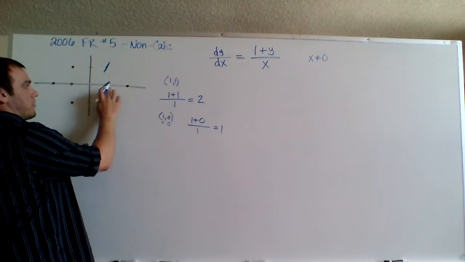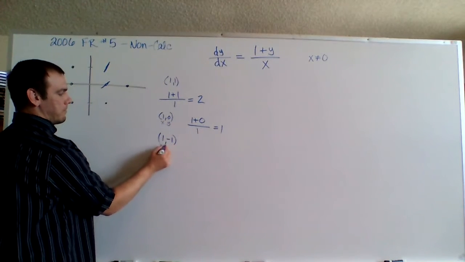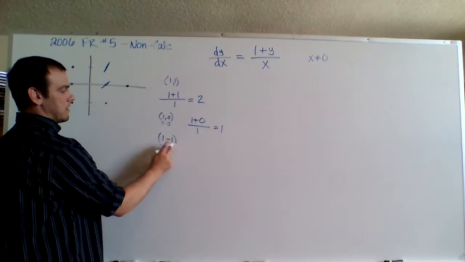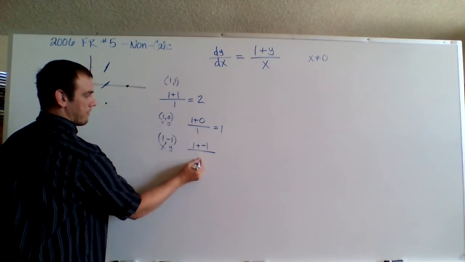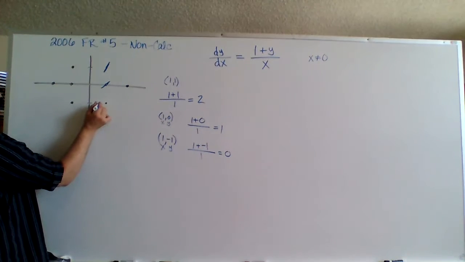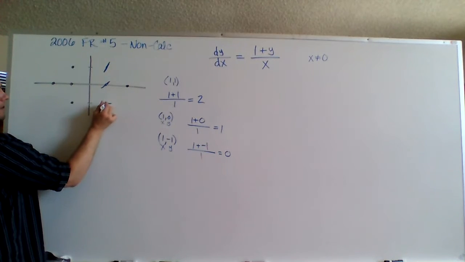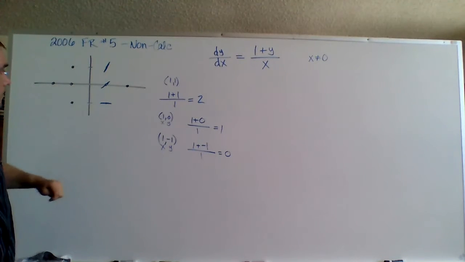Going down here, this is going to be (1, -1) now. For (1, -1), y is going to be negative 1, so we get 1 plus a negative 1, all divided by 1, which gives me a slope of 0. Make sure that is a very horizontal line. Don't have any kind of slope to it at all. Just make it straight horizontal.